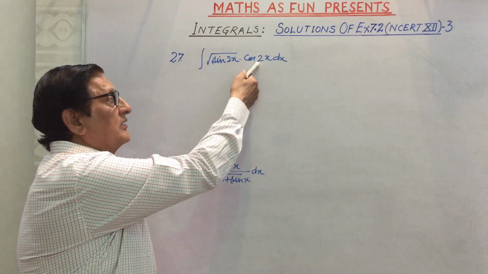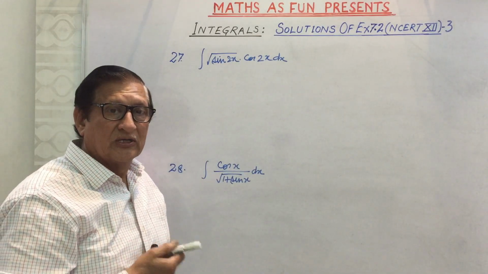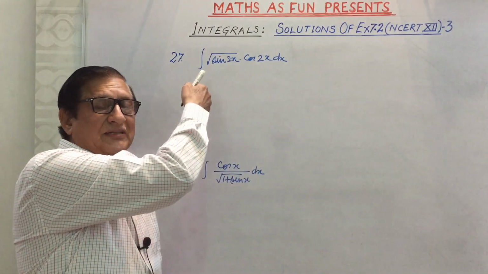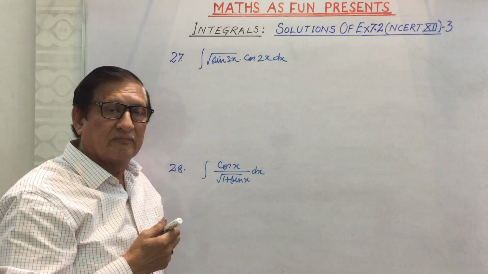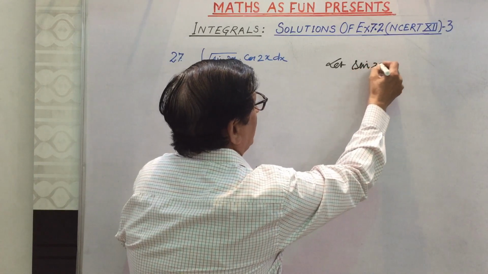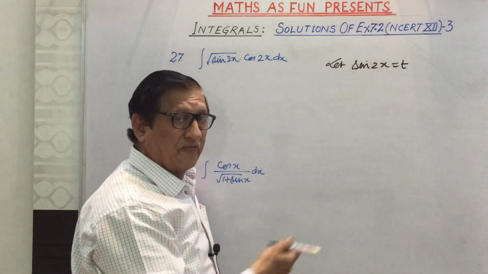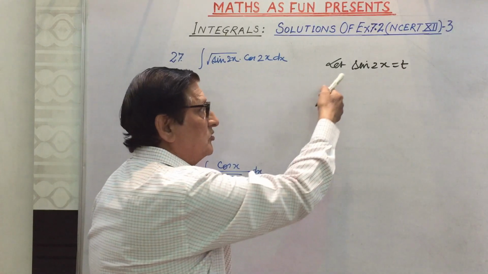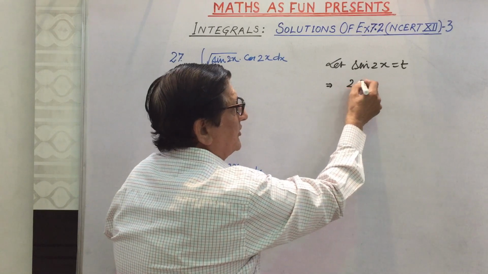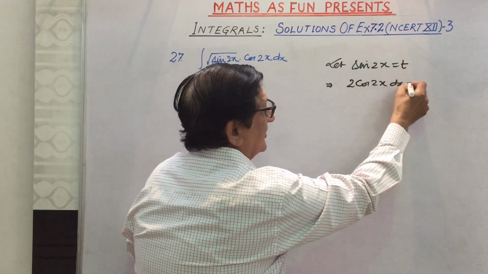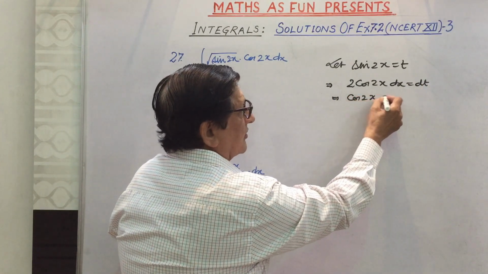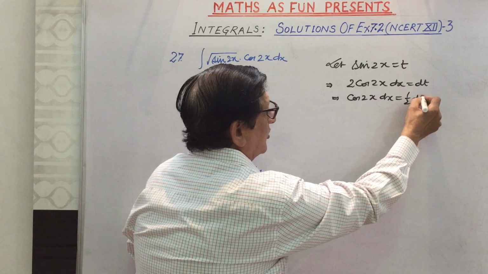Derivative of this we are finding will come in this term. So we can take this sine 2x as t or t square if we want to avoid the radical power. Suppose we take it as t, then we write let sine 2x equal to t. Differentiating with respect to x using the chain rule, we will get 2 into cos of 2x dx is equal to dt. It means cos 2x dx will be 1 upon 2 dt.